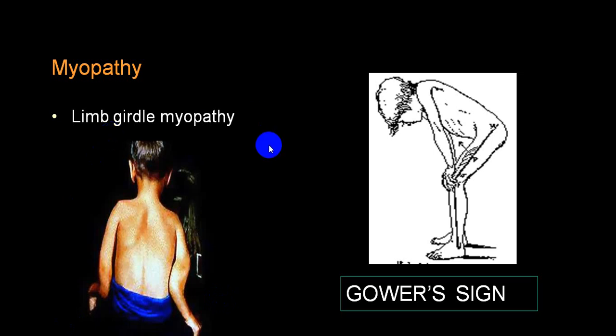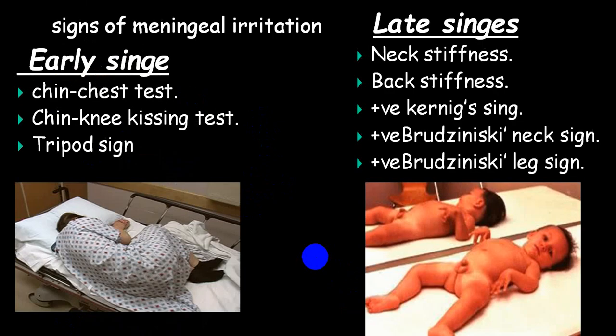In a limb girdle myopathy, you will have a girdle muscle being involved. And in case of a Duchenne myopathy, you will have a typical Gowers sign. We'll be discussing that when we discuss the chapter on myopathy, and we'll be showing you those photographs also.